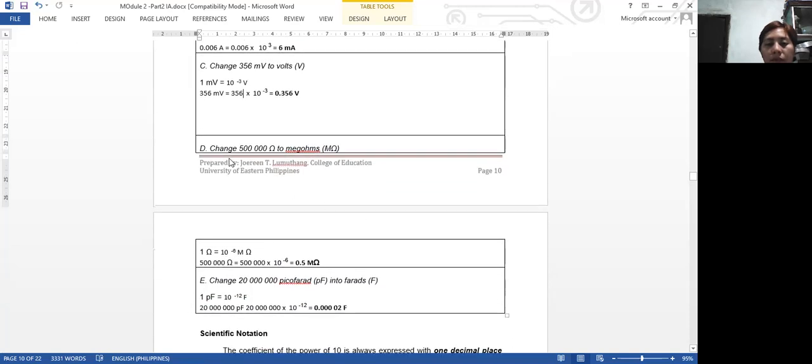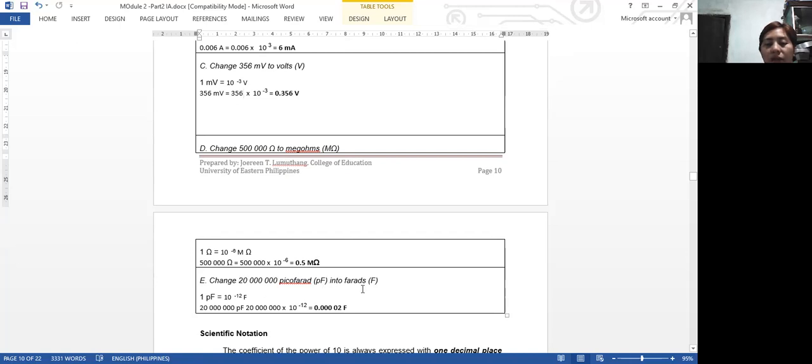So here, another example: change 500,000 ohms to megaohms. The equivalent is 10 to the negative 6. So you just have to move 6 places to the left. So 1, 2, 3, 4, 5, 6. That's why it's 0.5. We will be doing the same step in sample letter E.